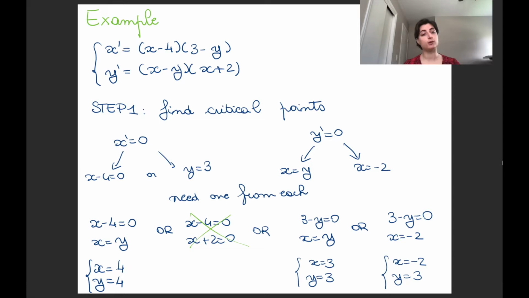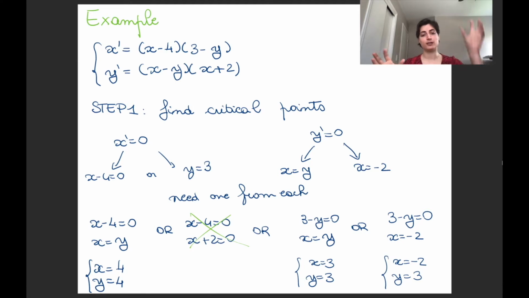So we want x prime equal to 0 and y prime equal to 0. If we have x prime equal to 0, well, we already have the equation in factors, so we need at least one of the factors to be equal to 0. So we either need x minus 4 equal to 0 or 3 minus y equal to 0, that is, y equals 3. The other equation that we need to solve is y prime equal to 0. That gives us either x minus y equal to 0, so x equal y, or x plus 2 equal to 0, so x equals minus 2.